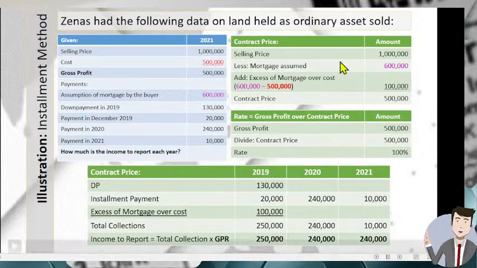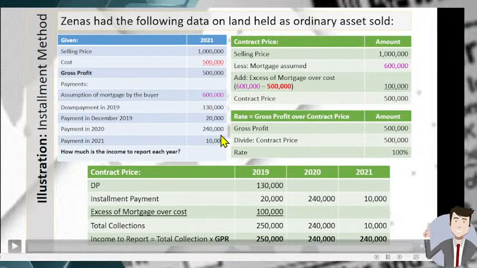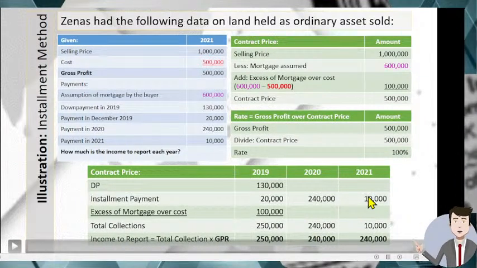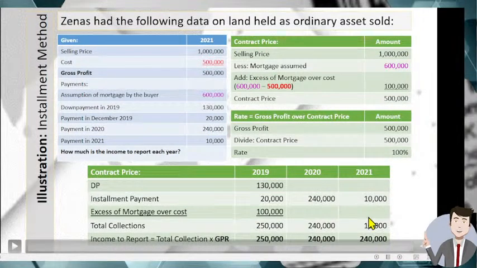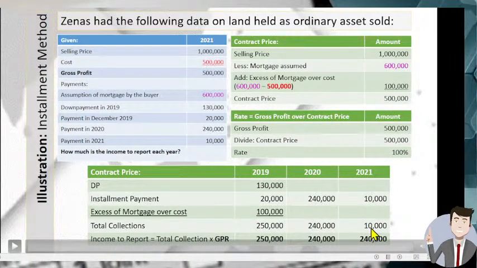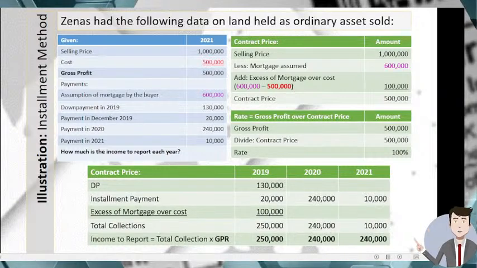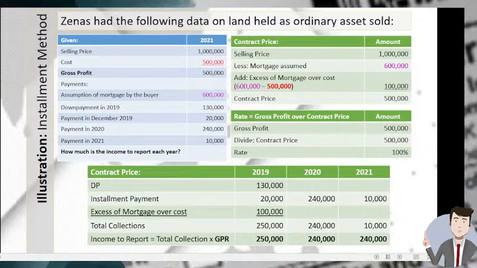All of the amount collected should be declared as an income on the year in which the asset is being sold. Okay, for year 2020, the amount of 240 should be declared as an income. And for the year 2021, the amount of 10,000 collected should be declared as income, which is subject to tax for taxable year 2021. Okay, that's how you declare income if the asset is sold on installment.